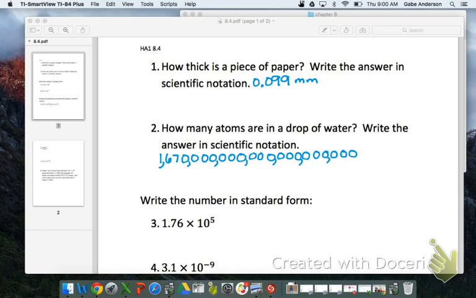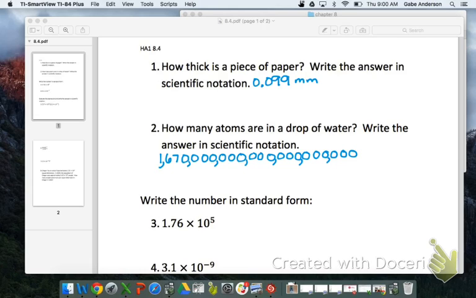Let's talk about what scientific notation is, like the proper form. With scientific notation, the number has to be between 1 and 10, not including 10. So 0.099, is that in between 1 and 10? I don't think so, right? Because 0.099 is definitely smaller than 1.